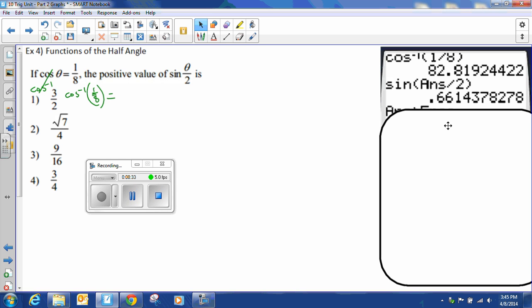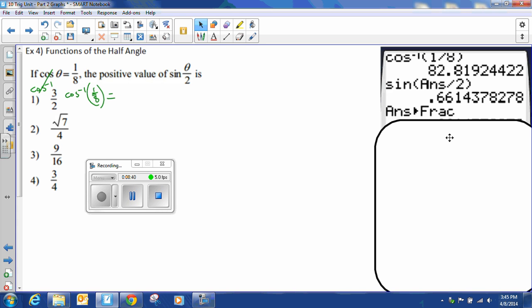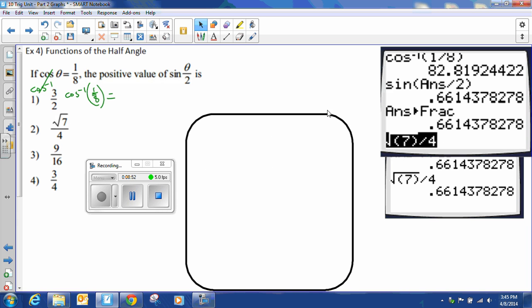So in order to find the sine of theta over 2, we use the answer button. Sine of answer divided by 2, we end up with 0.6614378278. And let's change it into a fraction, and look at this. It won't work. Therefore, you must go through all your answer choices, and you will find that radical 7 divided by 4 is a match.